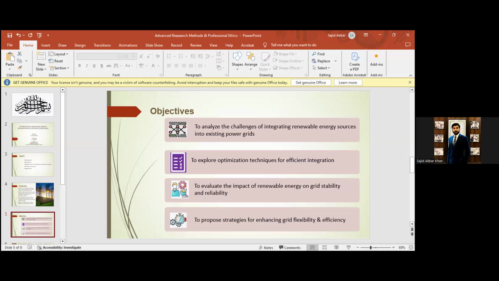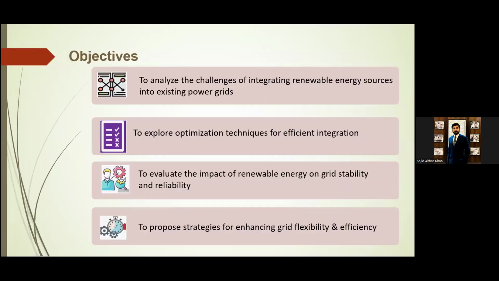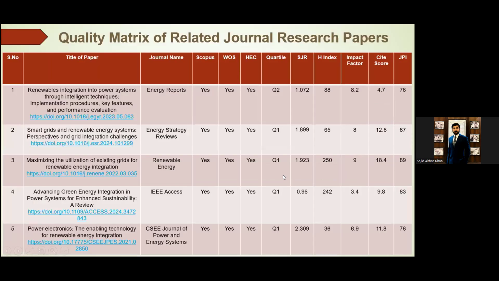Sir, so sir, these were my objectives which I have selected. I have selected some journal papers which are as flashed. Out of these journal papers, sir, all are almost good quality journals, and on which I have researched. They are indexed on Scopus as well as Web of Science. All of them are available on HEC as well.